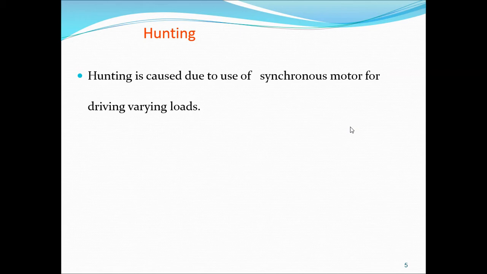Hunting is also produced if the frequency is pulsating. So, hunting in a synchronous motor: when a synchronous motor is loaded for driving a varying load, then a condition known as hunting, surging or phase swinging is produced. Hunting may also be caused if the supply frequency is pulsating. So because of these two reasons, hunting is produced.